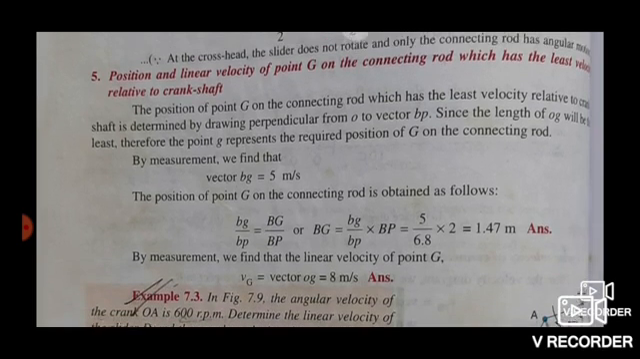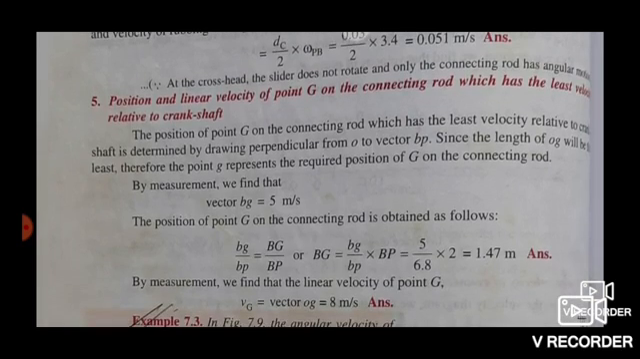Position and linear velocity of point G on connecting rod, which has the least velocity relative to crankshaft. The position of point G on the connecting rod, which has the least velocity relative to crankshaft, is determined by drawing a perpendicular to vector BP from O. Since the length of OG will be least, therefore the point G represents the required position of G on the connecting rod.